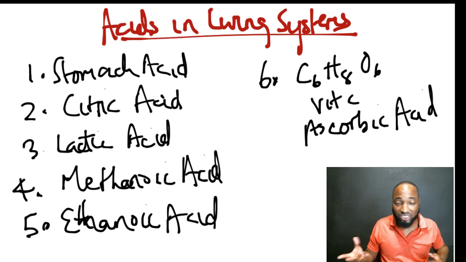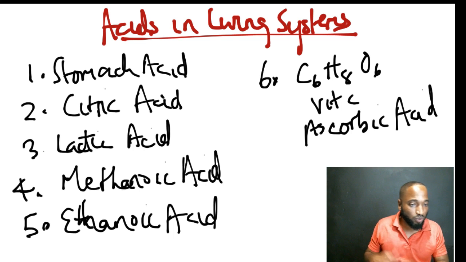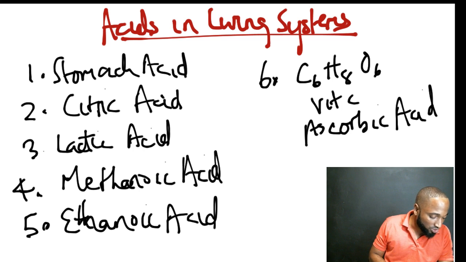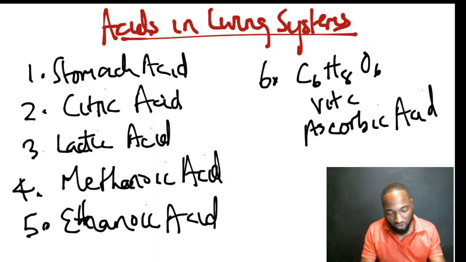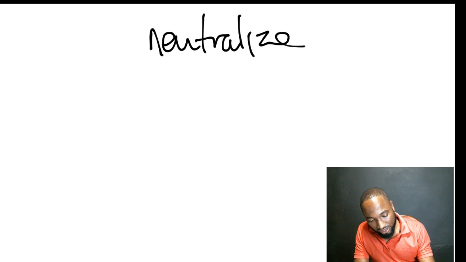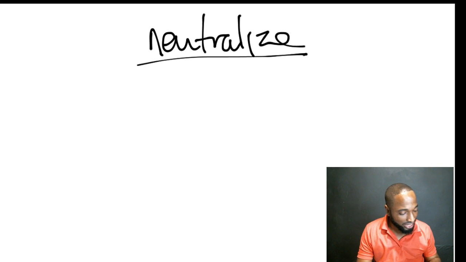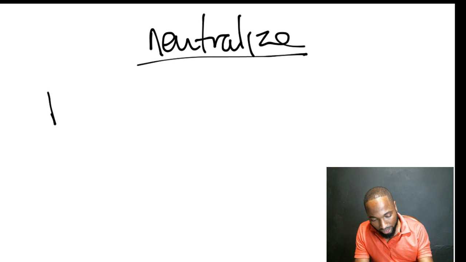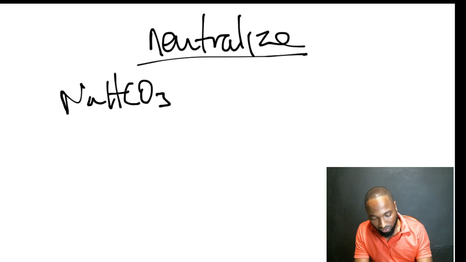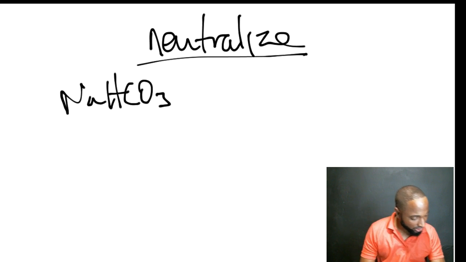A nice novelty question you could ask is what you could use to neutralize it. If you want to neutralize acids from the bite, you would use sodium hydrogen carbonate, aka baking soda, or calamine lotion, which contains zinc oxide. To neutralize acids in living systems, we're going to use sodium hydrogen carbonate.